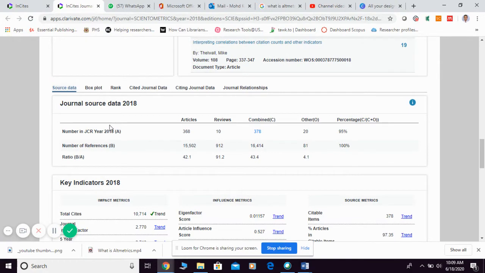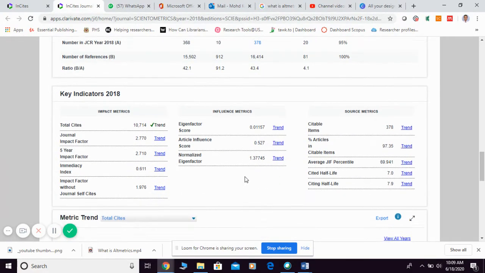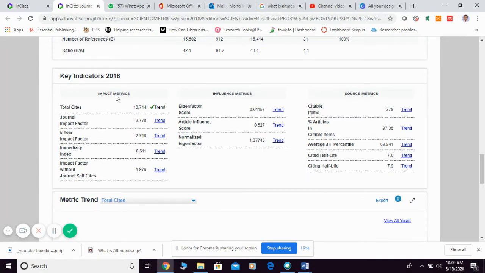under key indicators. So the impact metrics, there are a lot of metrics available, but one of the metrics that I want to highlight now is about immediacy index. So for now, this journal received around 0.611 immediacy index, and you can click onto this one, trend.